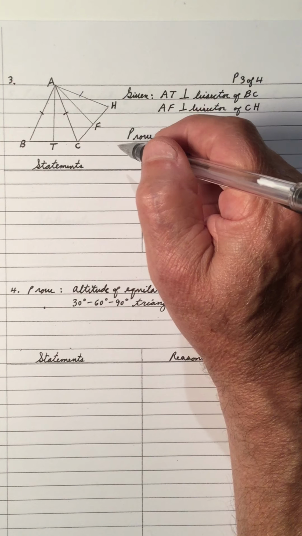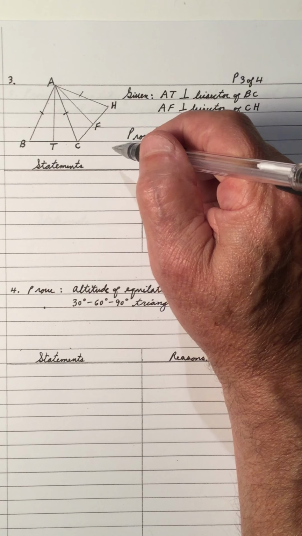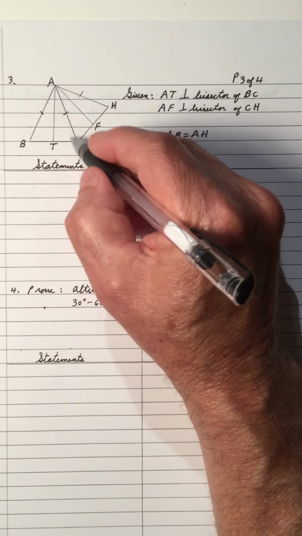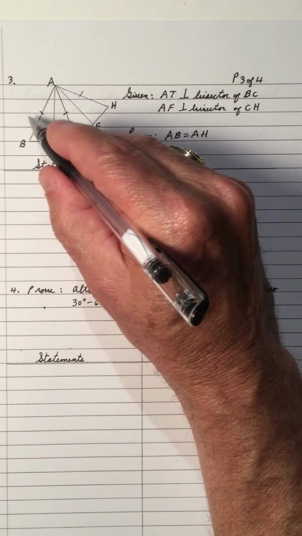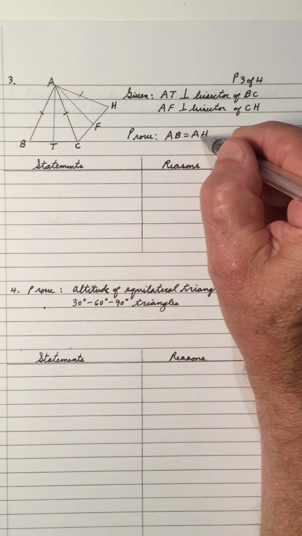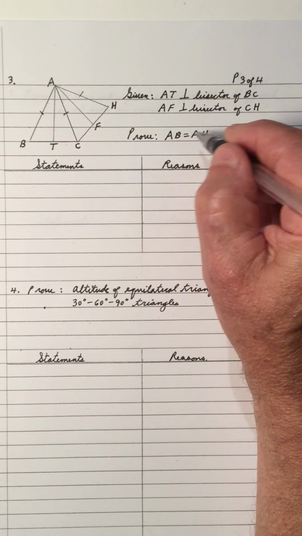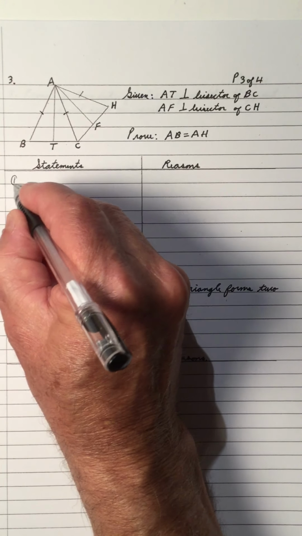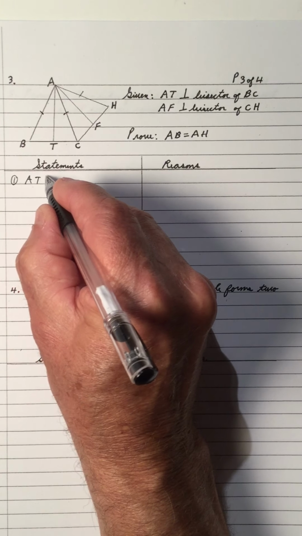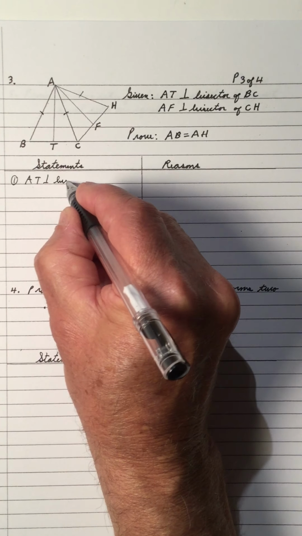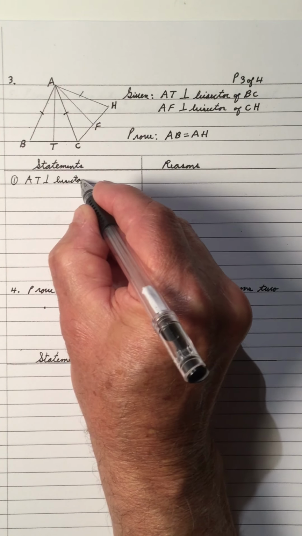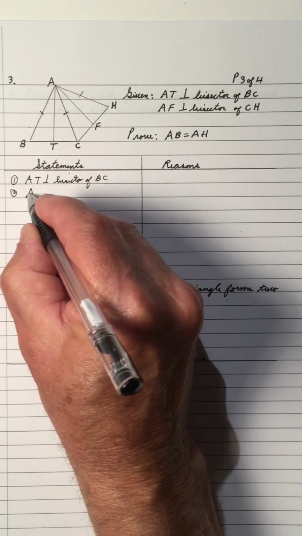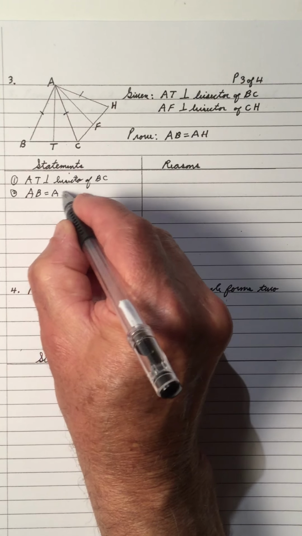It's called the perpendicular bisector theorem. I call it the PBT. And since AB equals AC and AC equals AH, that means AB equals AH, which is what we have to prove here. So we have to prove AB equals AH. So here we go. AT is the perpendicular bisector of BC. So we have AB equals AC.